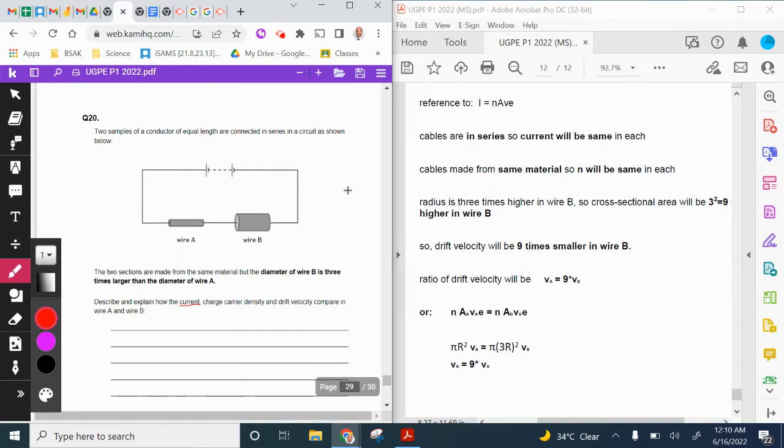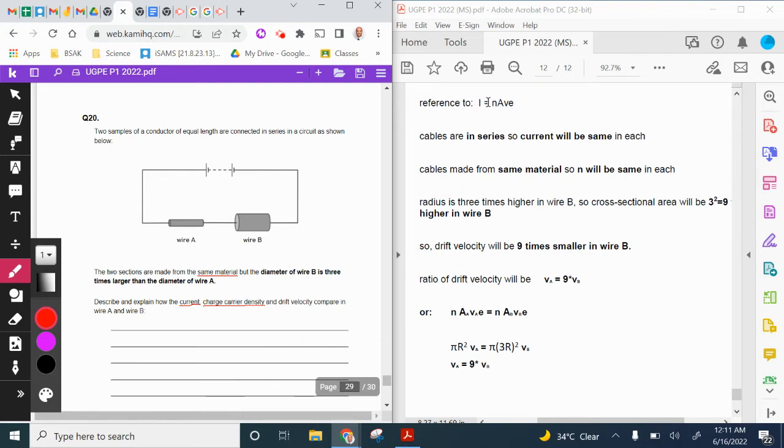The second mark, let's talk about the charge carrier density. So it's the number of charge carriers within that material. Now, it says that two samples of a conductor of equal length are connected in series. So they are made out of, here the key part, same material. So that means that the charge carrier density on each one is going to be exactly the same. So cables made out of same material, so n will be the same for each. And that's the charge carrier density in that formula there.